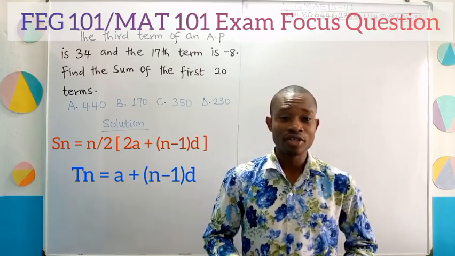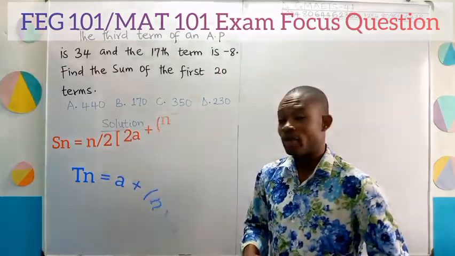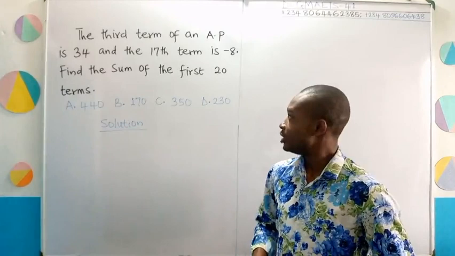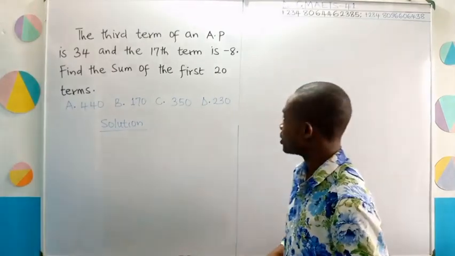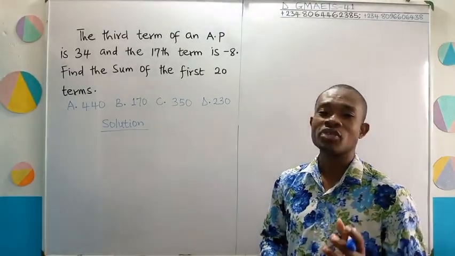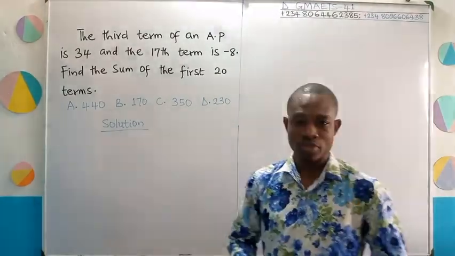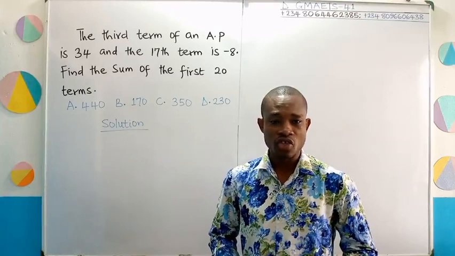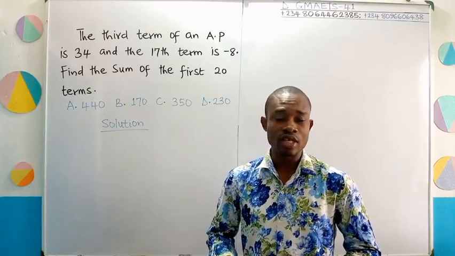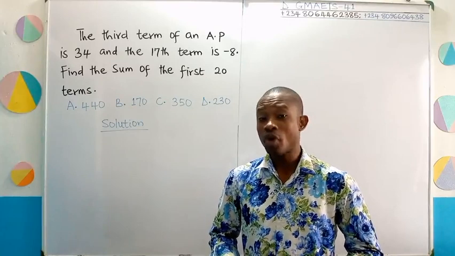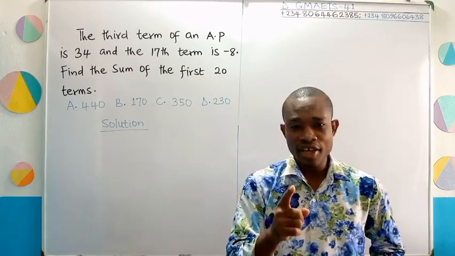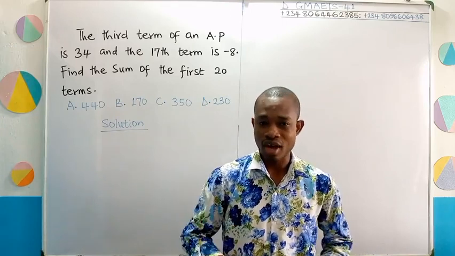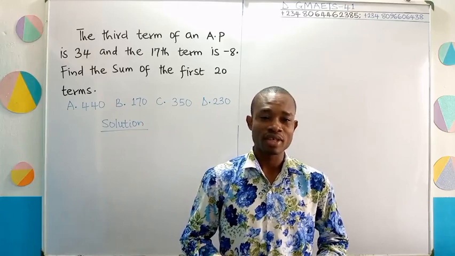We're going to use this knowledge to address this question that we have here on the board. The third term of an AP is 34, and the 17th term is given as minus 8. We are required to find the sum of the first 20 terms. Our problem in this question is we do not know the first term A and the common difference D of this AP. It is important for us to bear in mind that if we know the first term and the common difference, then our problem is solved when dealing with arithmetic progression.